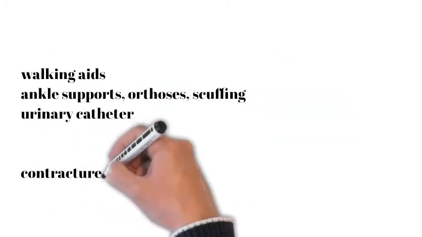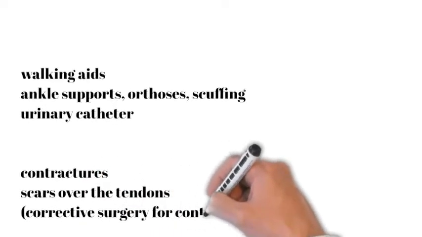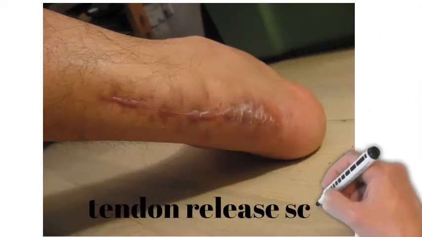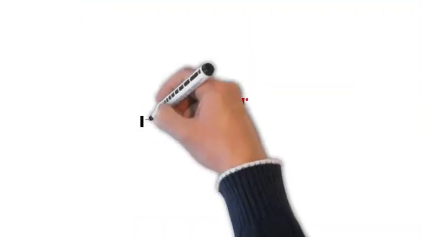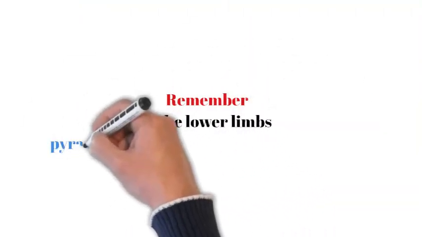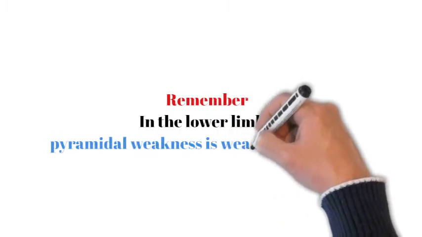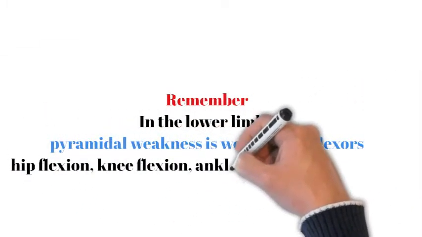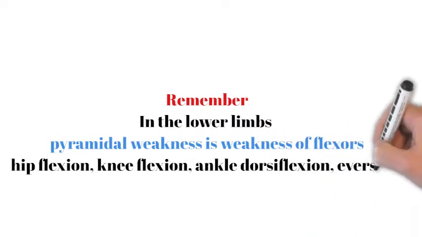Meanwhile, look for contractures. In chronic immobilized patients, there may be scars over the tendons, representing previous corrective surgery for contractures and deformities. In the next step of examination, remember, in the lower limbs, pyramidal weakness is weakness of flexors. That includes hip flexion, knee flexion, ankle dorsiflexion, and eversion.